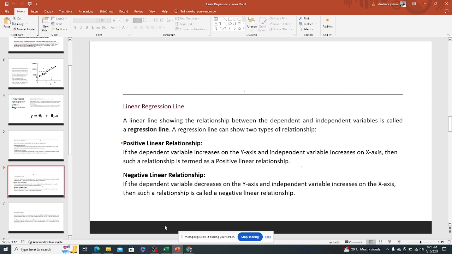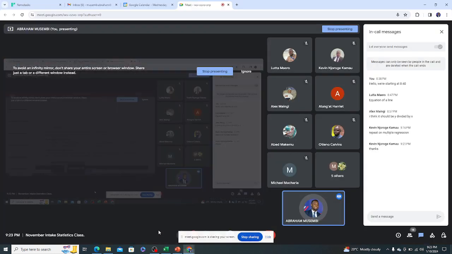Okay, I hope we are clear up to that point, and I'm not going with high speed, right? I hope the speed is okay. Good.